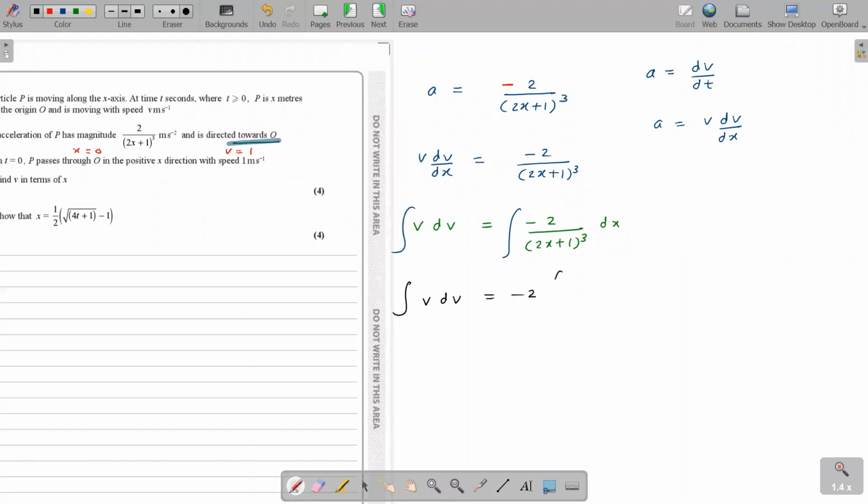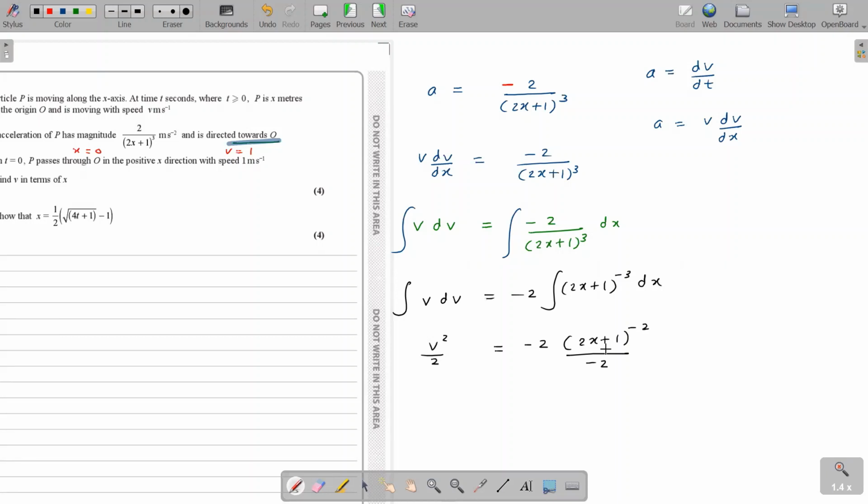I'll take the minus 2 out and I get here (2x + 1) to the power minus 3. Is that okay? Now we'll integrate. When you integrate v with respect to v, we get v squared over 2. Here, minus 2 times (2x + 1) to the power minus 3. When you integrate (2x + 1) to the power minus 3, plus 1 is minus 2, divided by minus 2.